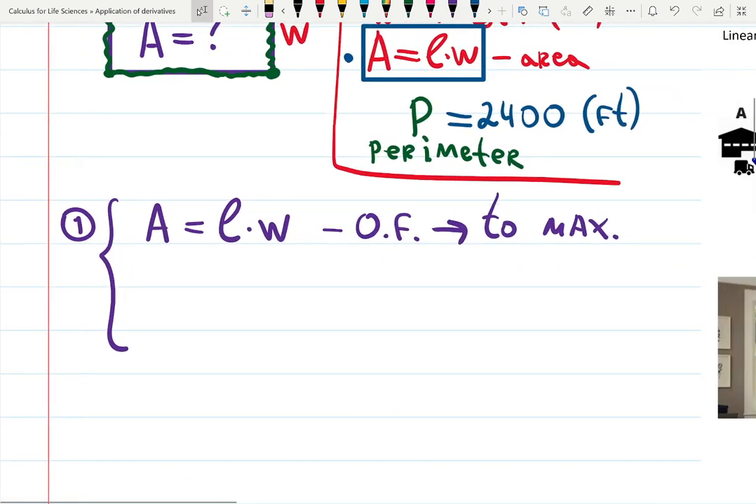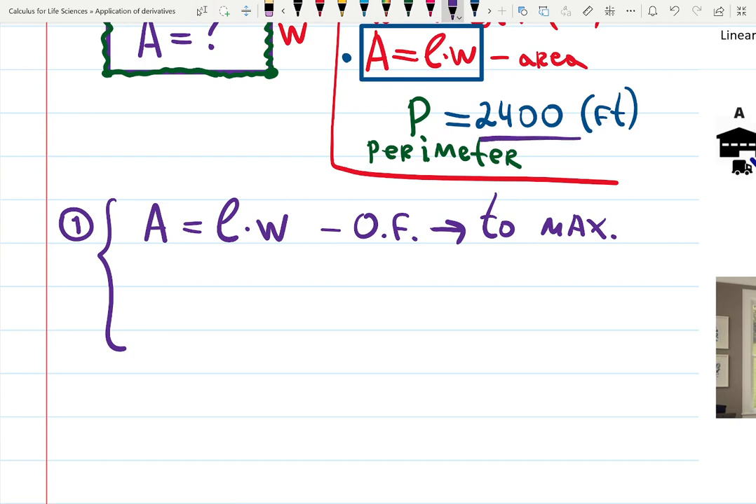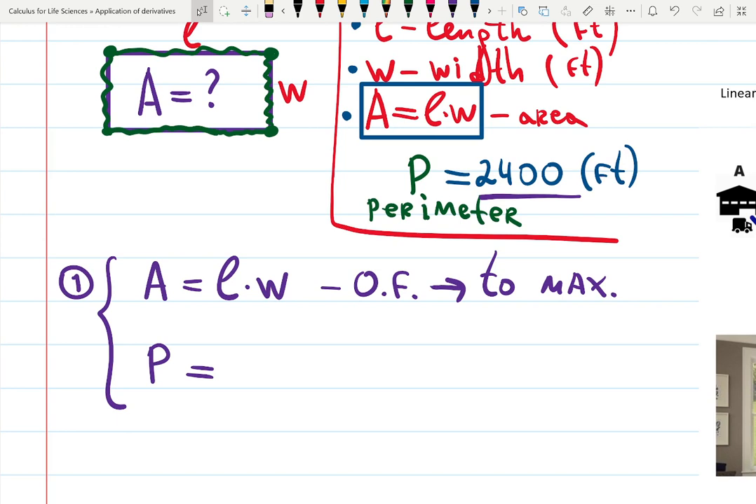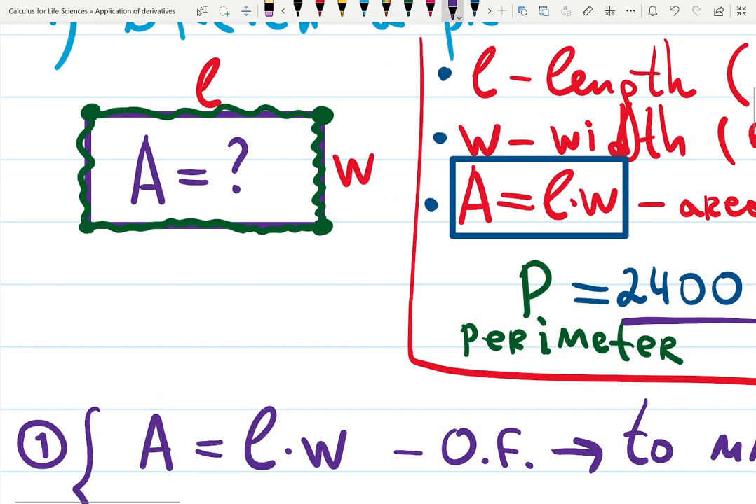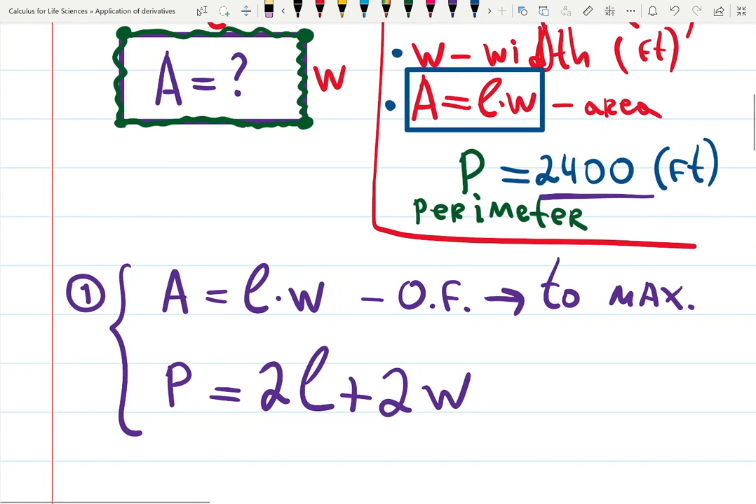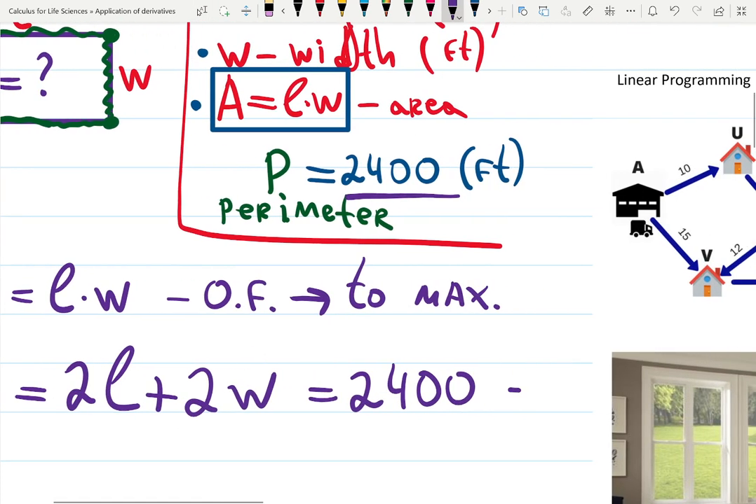The constraints are coming from this number. There's not more material than 2400 feet, like it or not. So P, which is the perimeter, what is the formula for the perimeter? 2L plus 2W. How do we know that? Let's see. This side is W. Let's add it to L. W plus L plus one more W plus one more L. So double each side, and you will have the perimeter. You're literally walking and measuring the material. That is 2400. That is my constraint.